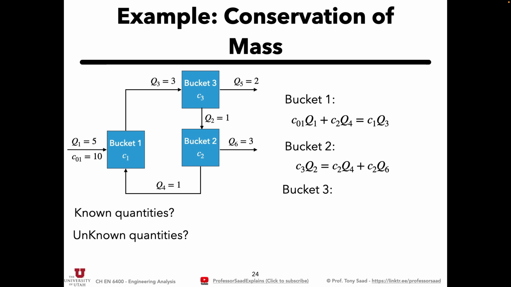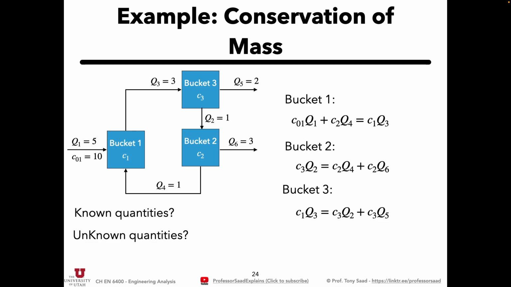Okay, so bucket 3 we have what? C1 Q3, correct? C2 Q4? No, bucket 3. Sorry, wrong bucket. Q2 times C3. Correct. That's correct. Can it be any simpler, right? Okay. So now you write these equations, inputs equal outputs.